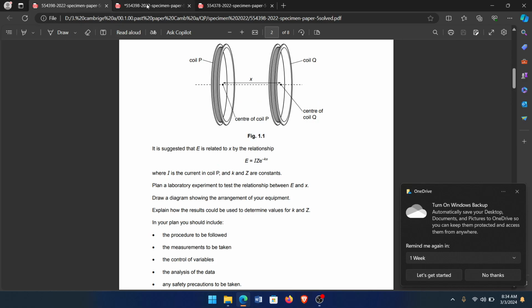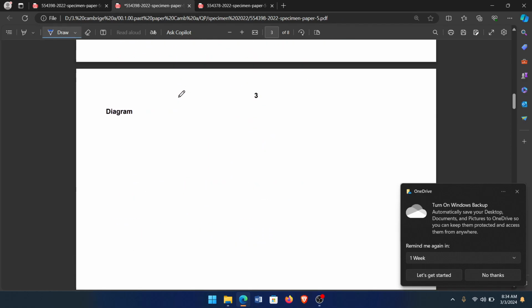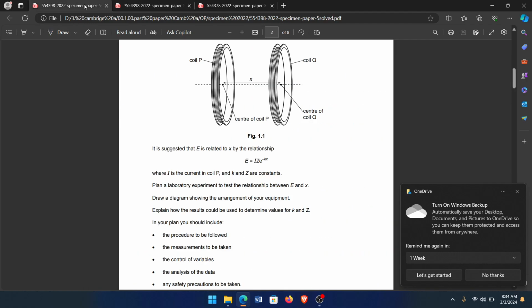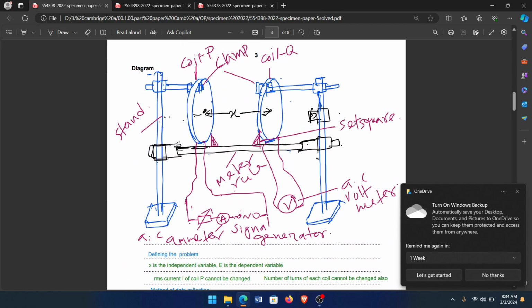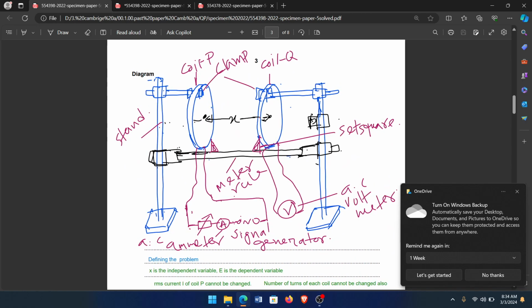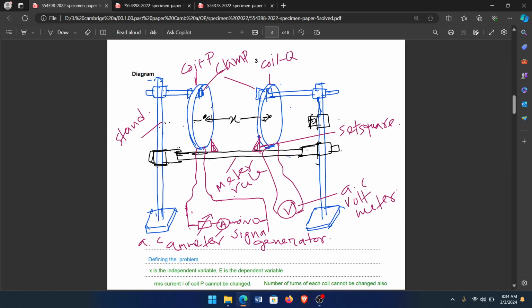Now, this is a diagram which can be used. Look at this. You don't need to draw what a perfect diagram, right? You are just sharing your idea. What thing do you want to do, right?